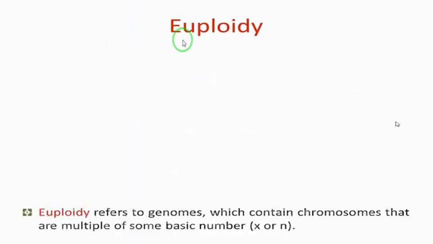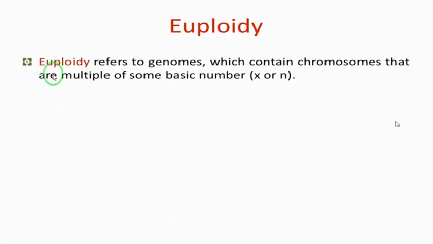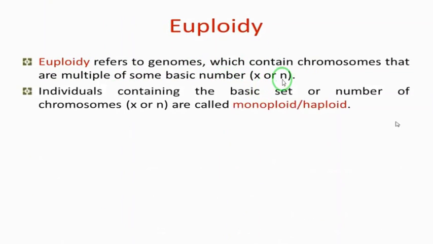Okay, first we have to see euploidy. What is euploidy? Euploidy refers to genomes which contain chromosomes that are multiples of some basic number. Basic number means X or N. Sometimes this X or N is multiplied: 3N, 4N, 5N, like that it is multiplied.